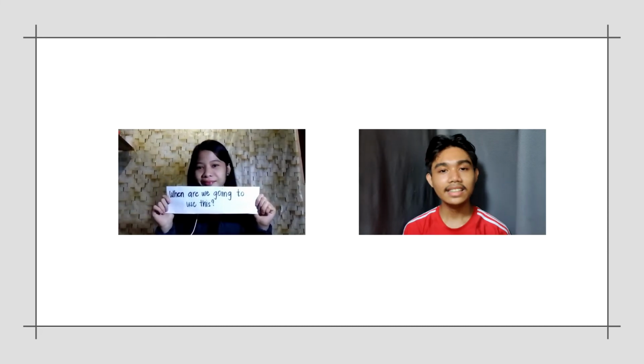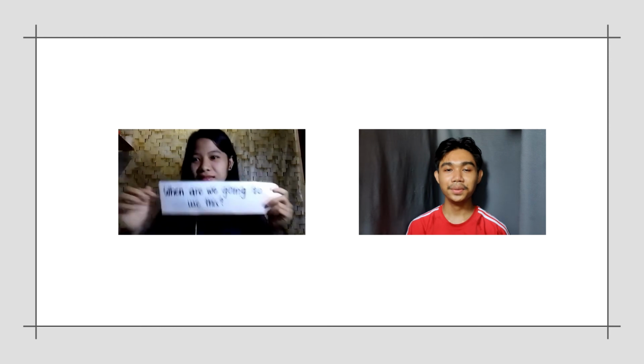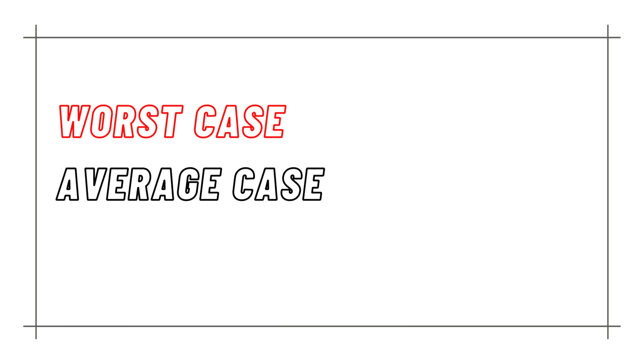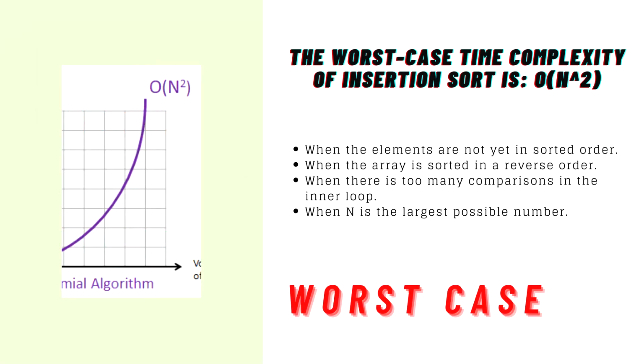Now, we already know how this insertion sorting algorithm works. The question is, when are we going to use this? That's actually a very good question. To answer that, here come worst case, average case, and best case. The worst case time complexity of insertion sort is big O of n squared. When the elements are not yet in sorted order, when the array is sorted in reverse order, when there are too many comparisons in the inner loop, and when n is the largest possible number.